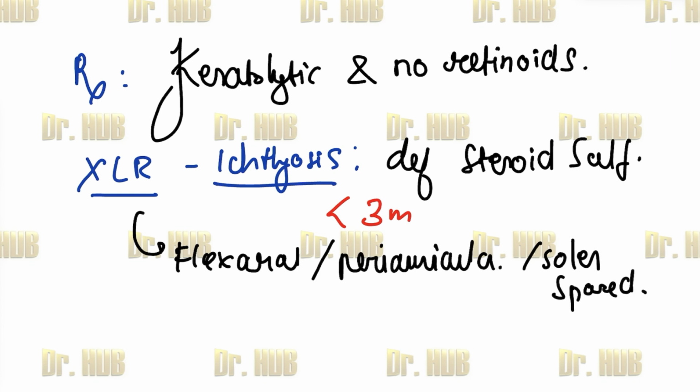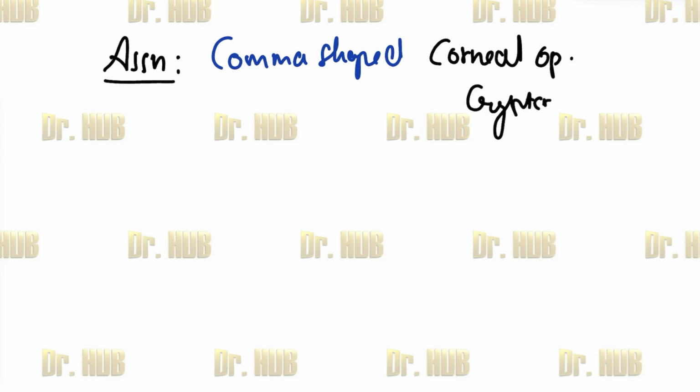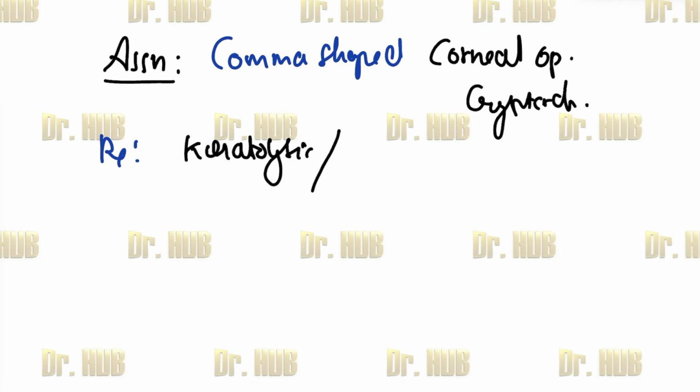Scale wise, there are dirty looking scales. And what about association? Association wise, it is comma shaped, and there are corneal opacities and cryptorchidism. Treatment wise, it is keratolytic, then comes retinoids and liarozole.